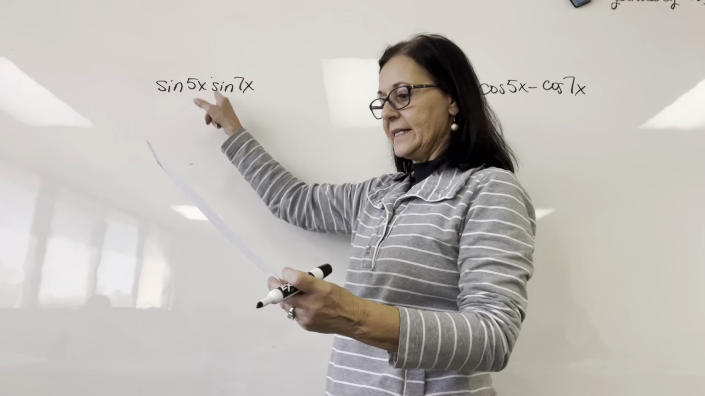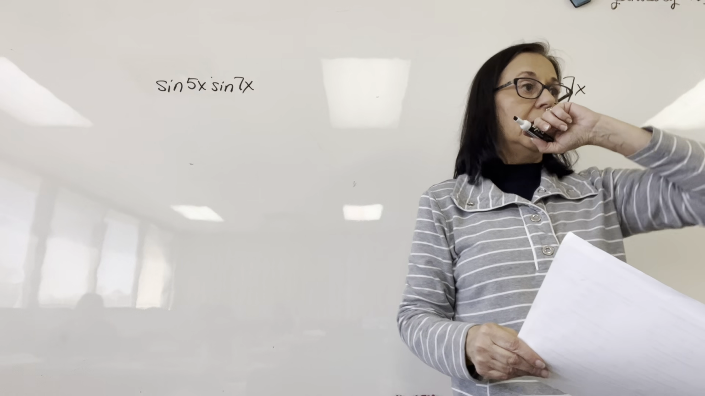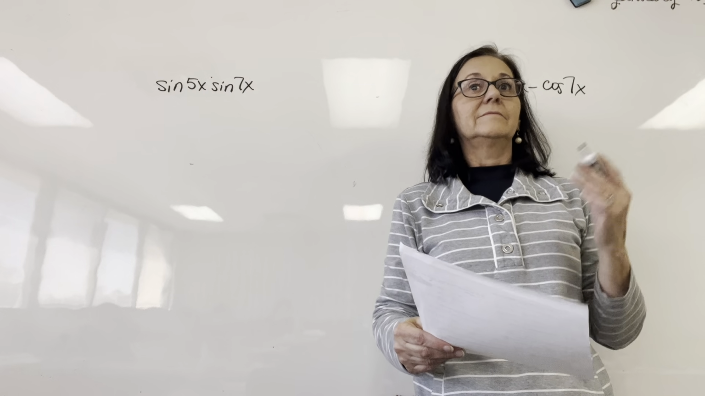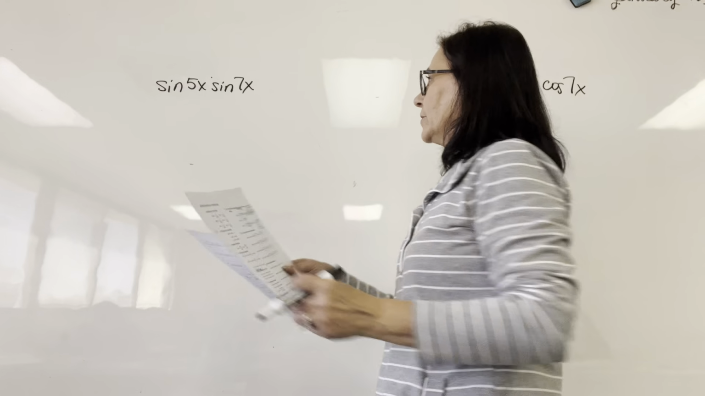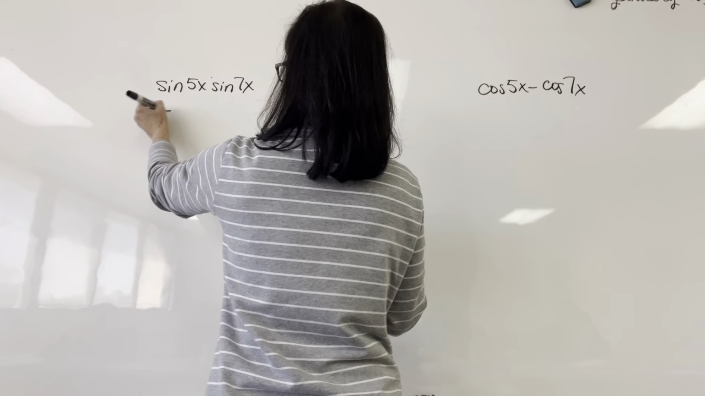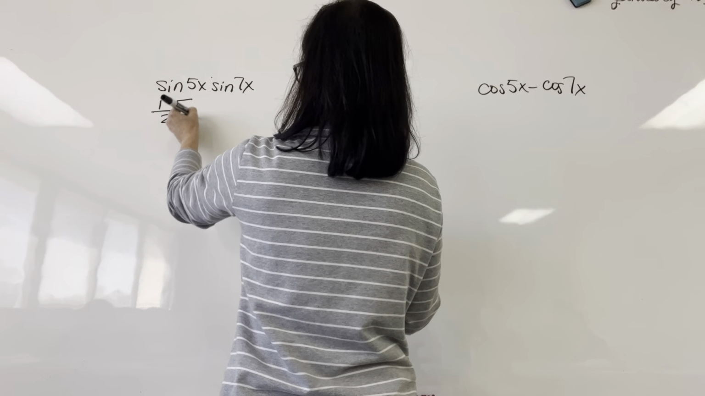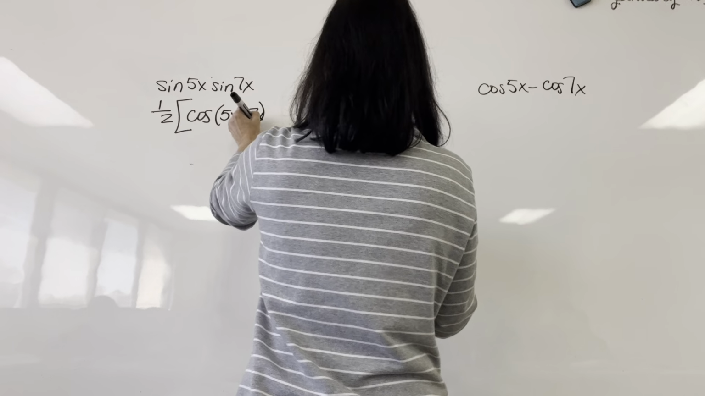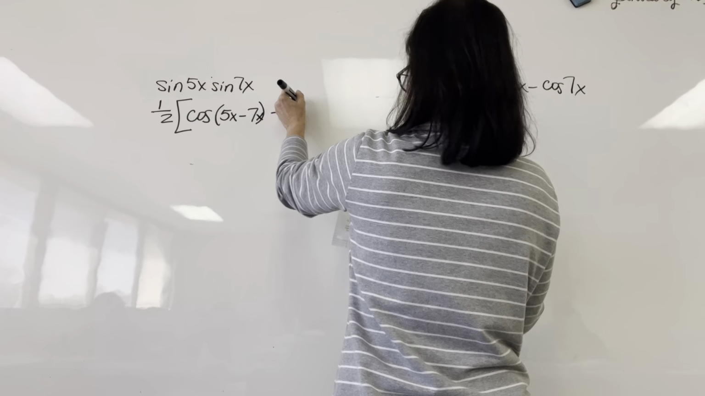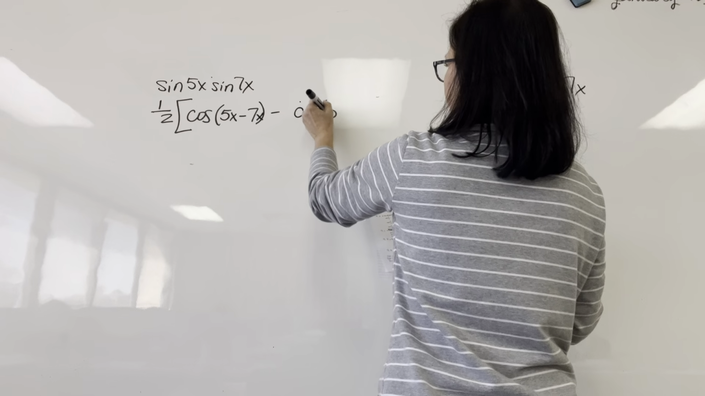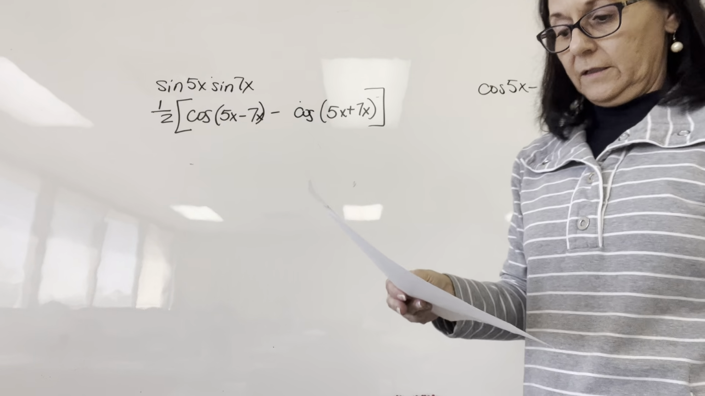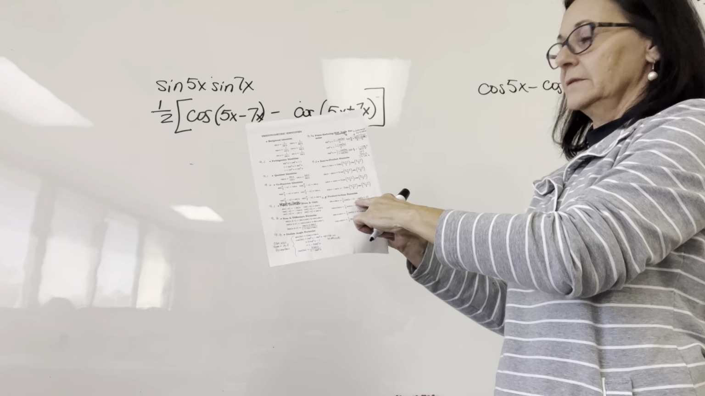The product is the sine times the sine. That tells me which one to use. It's the very first one. Right? The very first one. That's all I'm going to do. I'm going to substitute it in. It's 1/2 times cosine of 5x minus 7x, minus cosine, and I'm adding them, 5x plus 7x. The very first one. Product to sum.